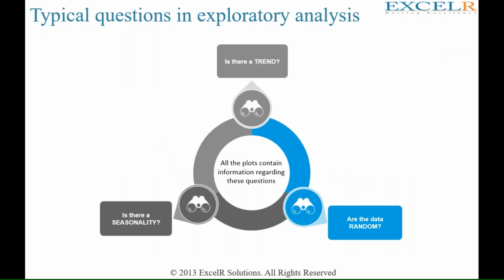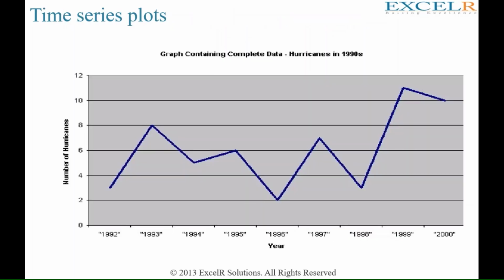So all the plots that we have seen from the start until now, be it the time plot, lag plot or ACF plot, are going to answer questions on whether there is a trend in the data, whether you have seasonality in the data, or whether the data is random. All these questions get answered the moment we look at these plots. A few more finer nuances and then I'll stop for the day. If you look at this plot, this is the hurricane data since 1990 onwards.